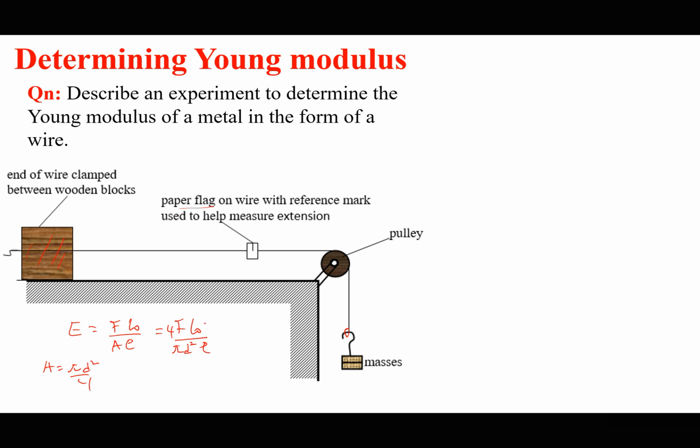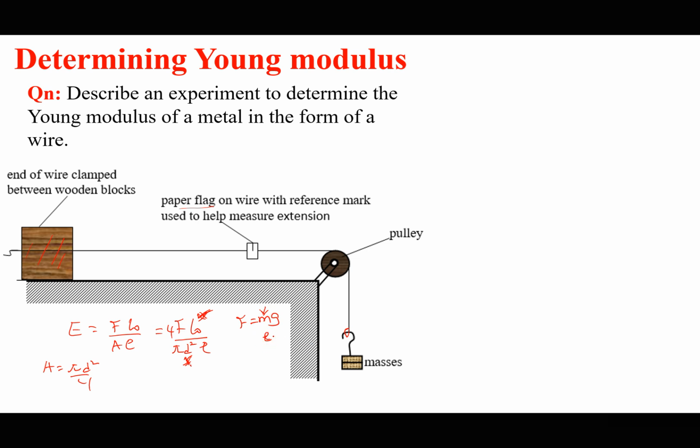So we need to take measurements of the original length of the wire. Two, we need to take measurements of the diameter of the wire. If we assume that the diameter does not change much, we can assume that the original length of the wire remains constant and the diameter remains constant. So to find the force, of course, we are adding weights. So force is going to be m times g. So we shall be adding different masses m as we record different values of e.